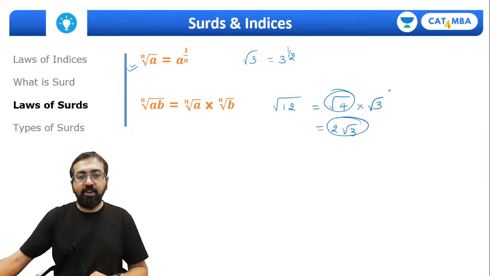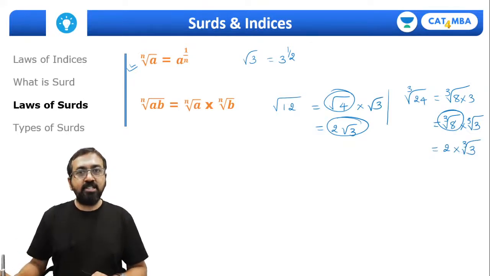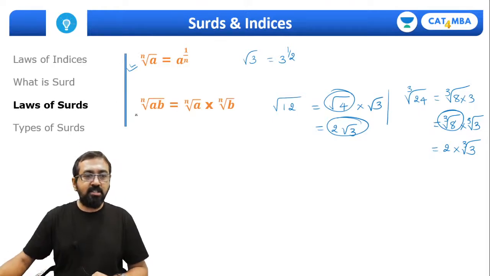Same way, if I take another example, cube root of 24, right? So this can be split as cube root of 8 into 3, or you can say cube root of 8 into cube root of 3. So what is cube root of 8, everyone? You remember this? It's 2. So it's 2 into cube root of 3. Have you all understood this? Yes. So this is the second rule related to surds, right?